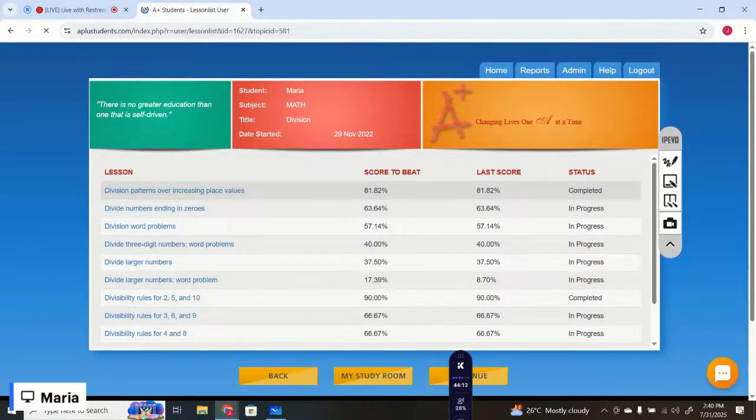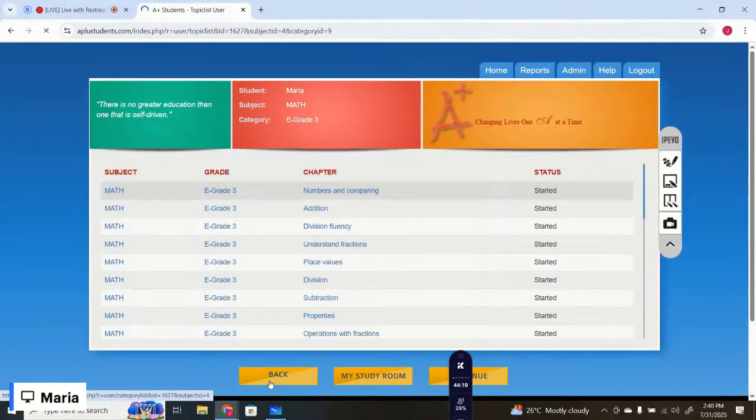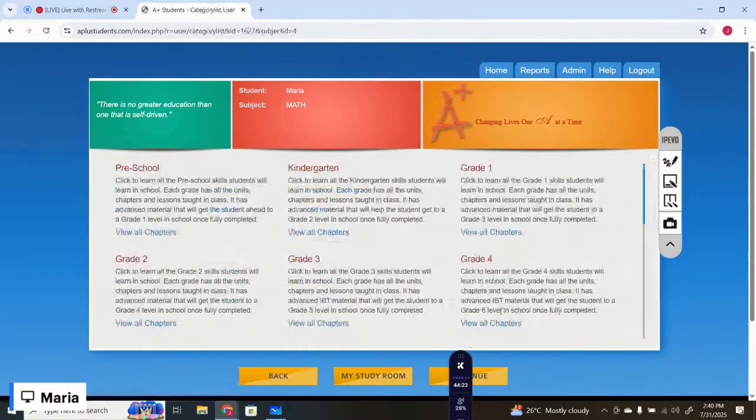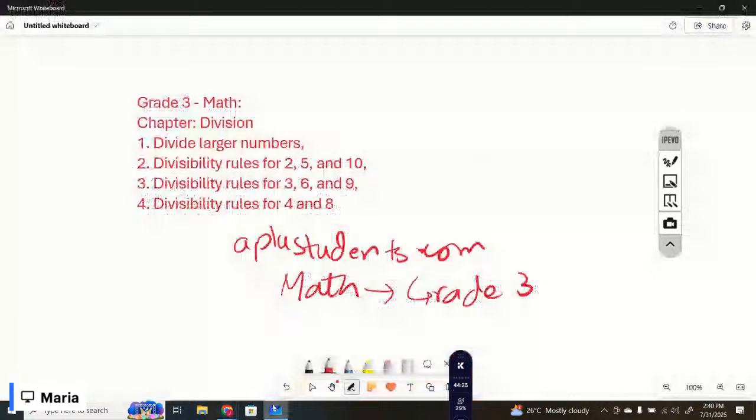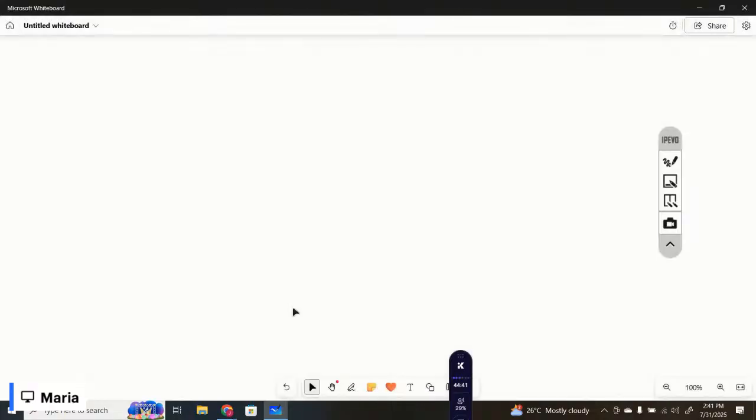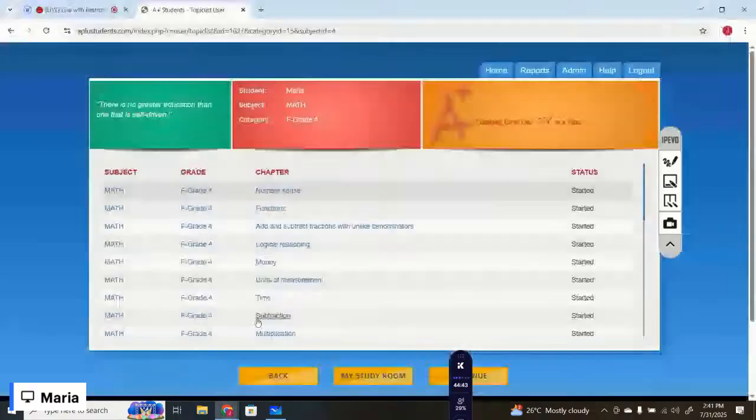So we were working on grade 3 math. The chapter we were working on is division. What we have covered today are larger numbers, the divisibility rule for 2, 5 and 10, the divisibility rule for 3, 6 and 9, and the divisibility rule for 4 and 8. So please make sure before the next session you complete all the practice questions for the lessons we just did. That is your homework until the next session.